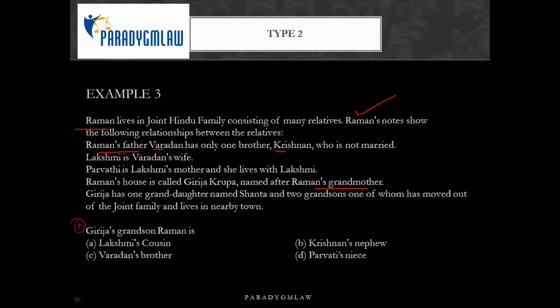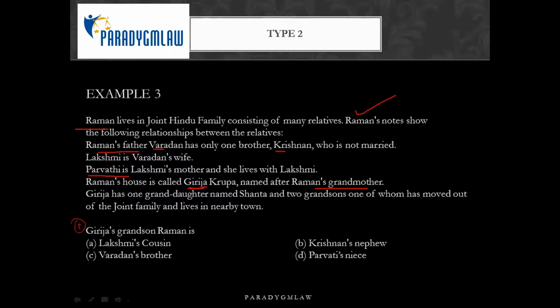Parvati is Lakshmi's mother. She lives with Lakshmi. Raman's house is called Girija Krupa, named after Raman's grandmother. So Girija will not be Lakshmi's mother. We already have Parvati as Lakshmi's mother. So Girija will be Vardhan's and Krishnan's mother. Is this clear to everyone?